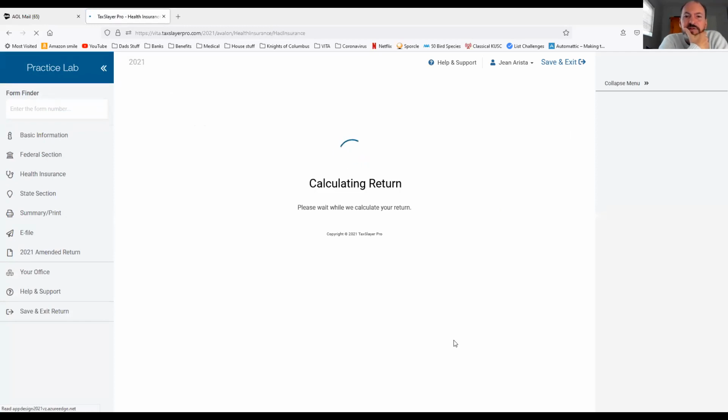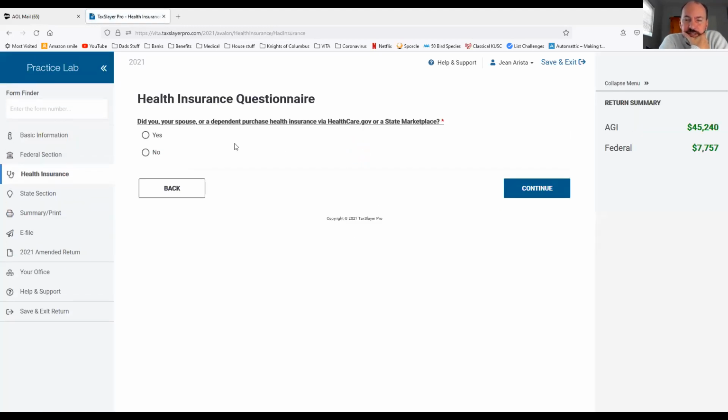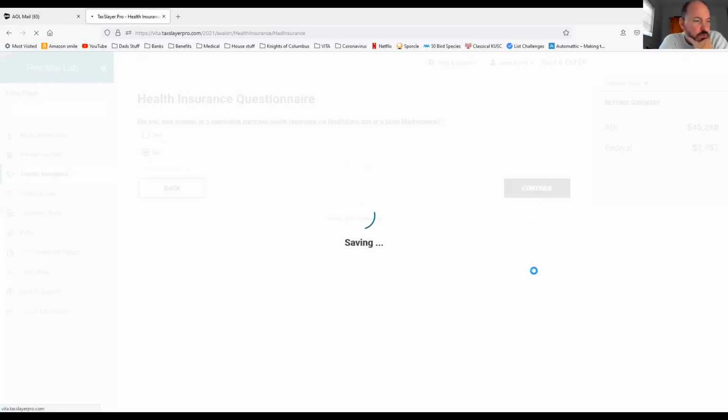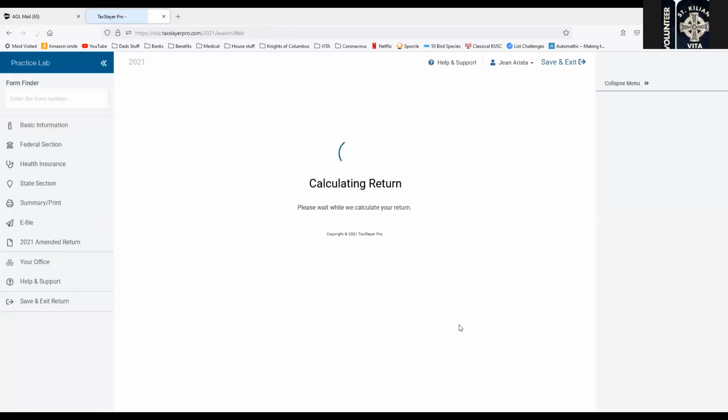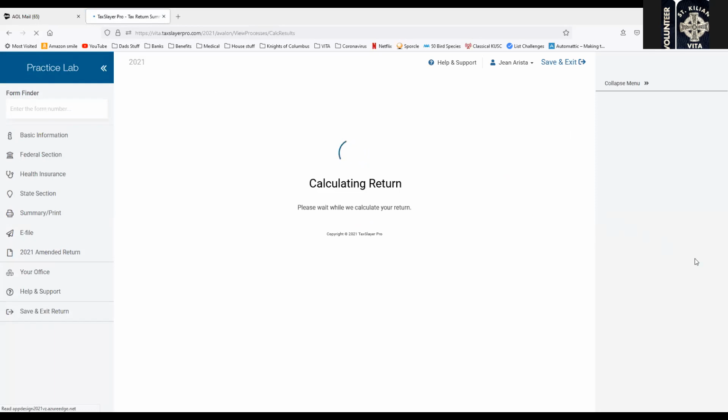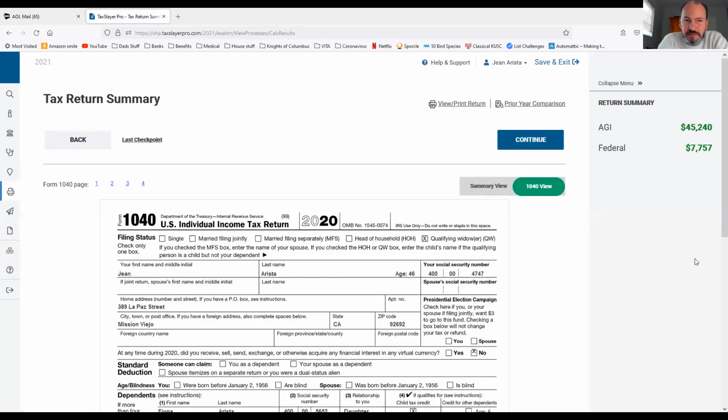Here we go. And then you probably get a health insurance question, and she's not in the marketplace. And we're going to go through the marketplace, i.e. Covered California. We have that on the schedule for December 11th. State return's not available, so we will hit continue. I was wondering why it didn't ask us if we had renters qualification. I think they call it a work in progress. Okay, let's look at our work product and see if we are spot on.